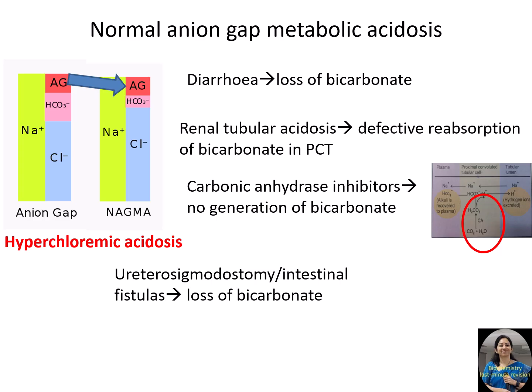The next condition is ureterosigmoidostomy. It is a procedure where both the ureters are implanted into the sigmoid colon, and the urine is diverted to the sigmoid colon with loss of bicarbonate. The same condition, loss of bicarbonate, is also seen in intestinal fistula. In all these conditions there occurs normal anion gap metabolic acidosis.